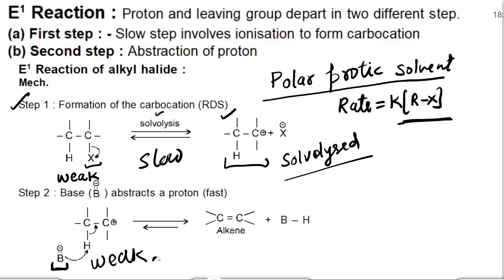So it is a two-step reaction. It follows first order kinetics. Formation of the carbocation is the rate determining step. So that means the alkyl halide which leads to the formation of the more stable carbocation is more reactive. Tell me which alkyl halide should be more reactive? Tertiary, sir. Yes, the order of reactivity is tertiary, secondary, primary.